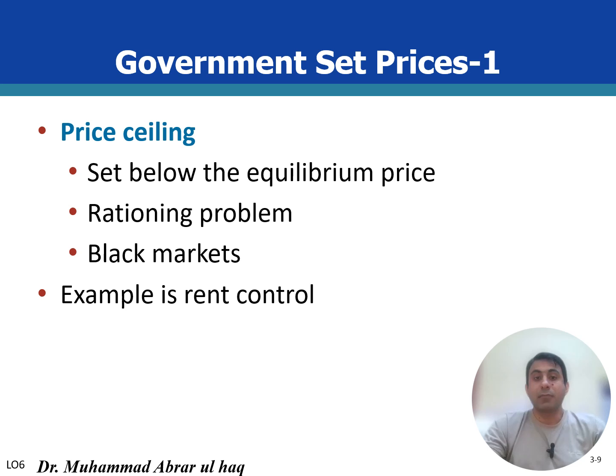And secondly, black markets often develop where transactions occur at a price exceeding the legal maximum. So these underground markets arise due to the disparity between the artificially low price ceiling and the actual market value that willing buyers and sellers place on the goods. So in short, while price ceilings aim to promote affordability and protect consumers, they may often generate unintended consequences that negatively impact market efficiency and resource allocation.